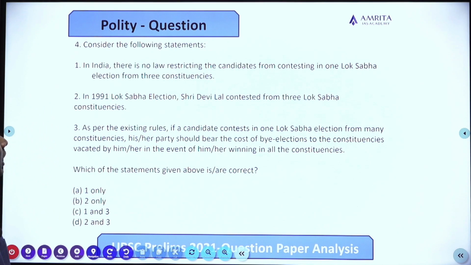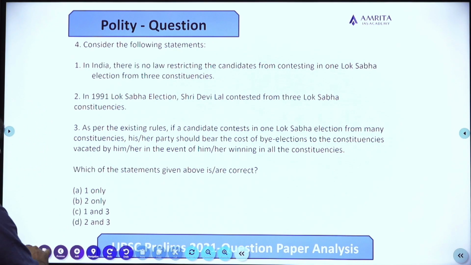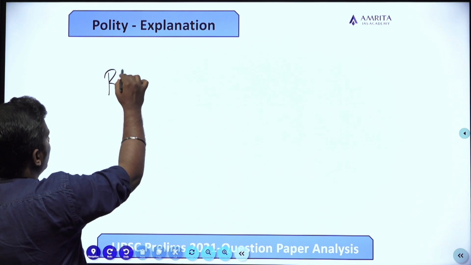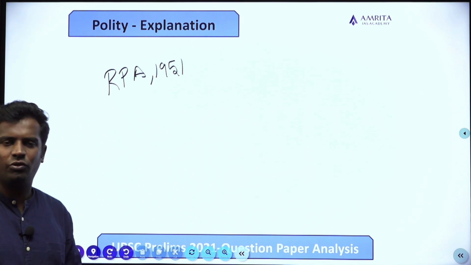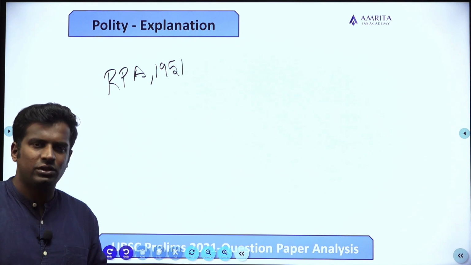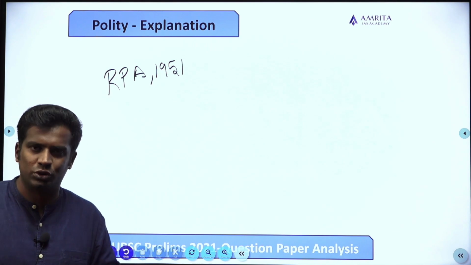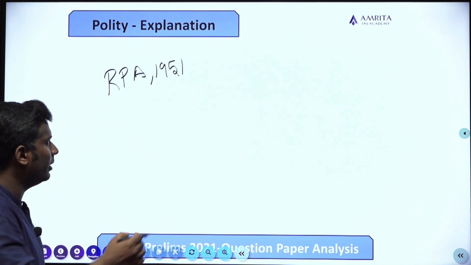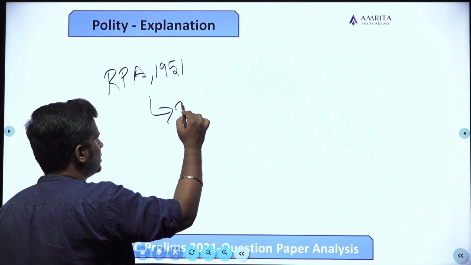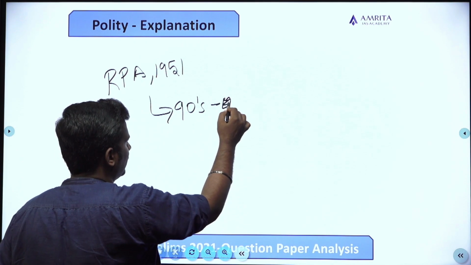So, in this case, the first statement, in India, there is no law restricting the candidates from contesting in one Lok Sabha election from 3 constituencies. No, there is a law. The Representation of People's Act of 1951 does not allow a person from contesting for a Lok Sabha election in more than 2 constituencies. They can contest in just 2 constituencies, not more than that. But this amendment was brought in the late 90s. I believe it's 96 or 90.